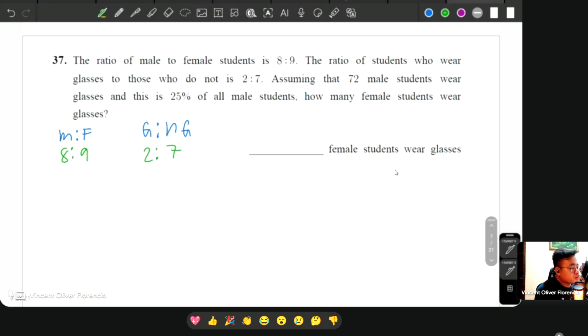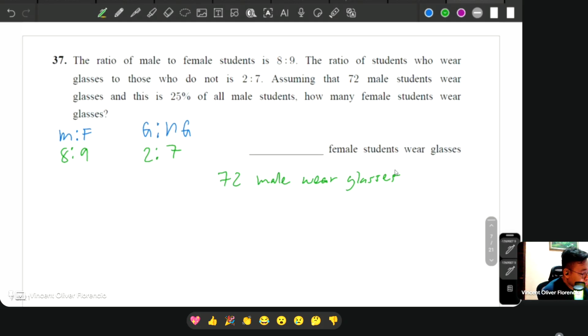Assuming that 72 male students wear glasses. So 72 male wear glasses. And it says that 72 is what?